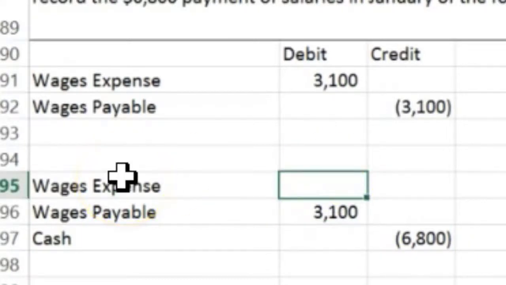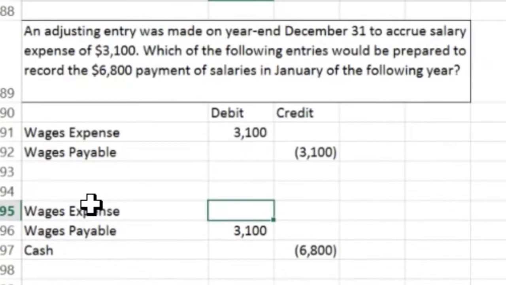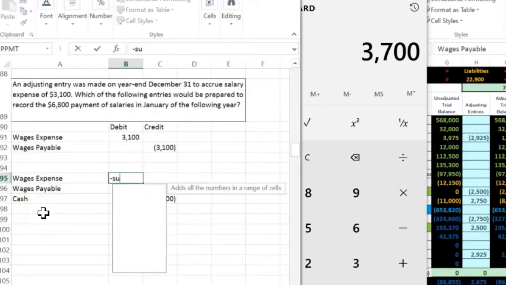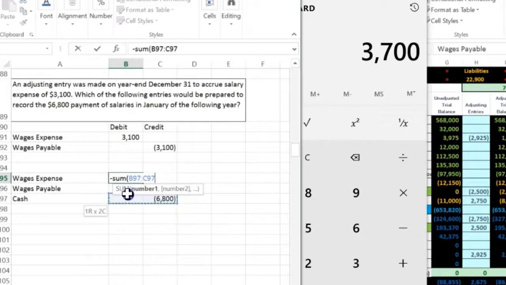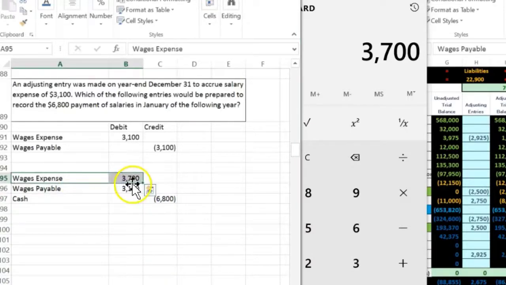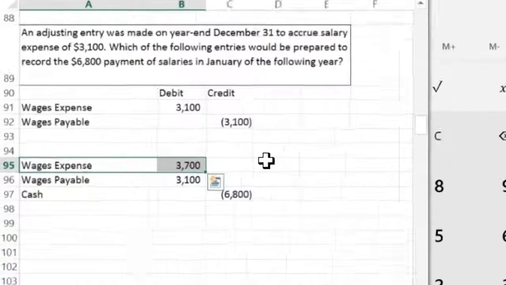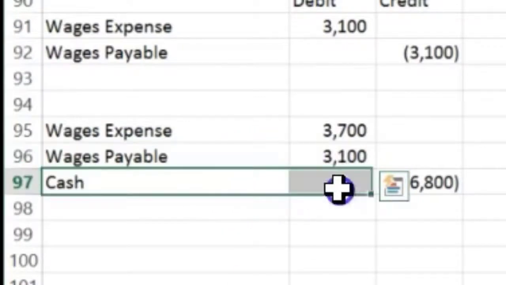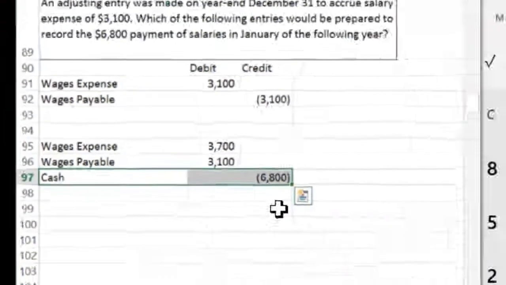And then the difference, which is the 6,800 minus the 3,100, is what we need for the expense in the current year, which is 3,700. I'm going to use my negative sum entry for that here. Now these two add up to the 6,800, and that's going to be the credit here. So this is the amount of expenses that we're recognizing in January, because we recognized these expenses back in December, even though we're paying out the total cash of $6,800 in January.